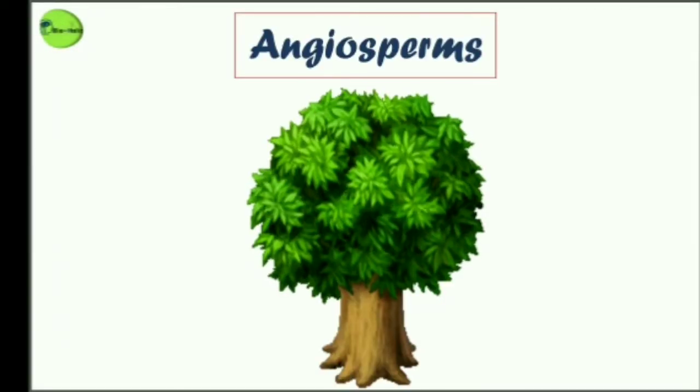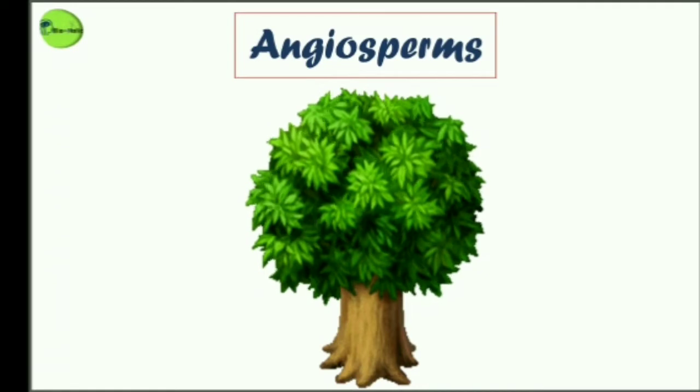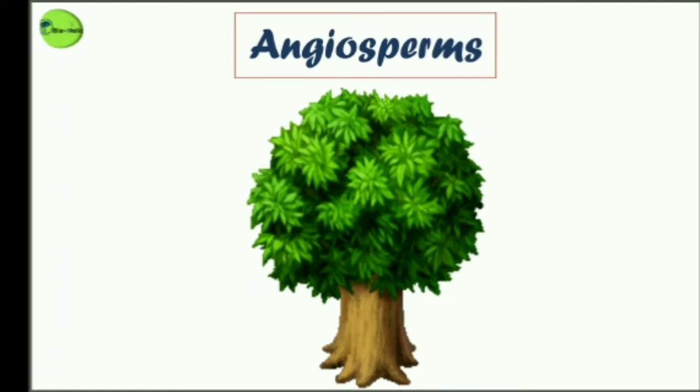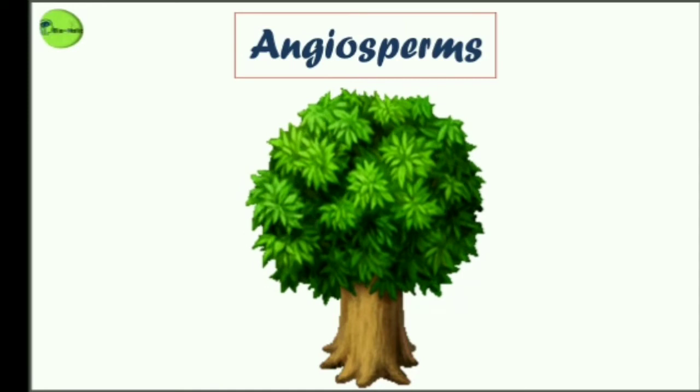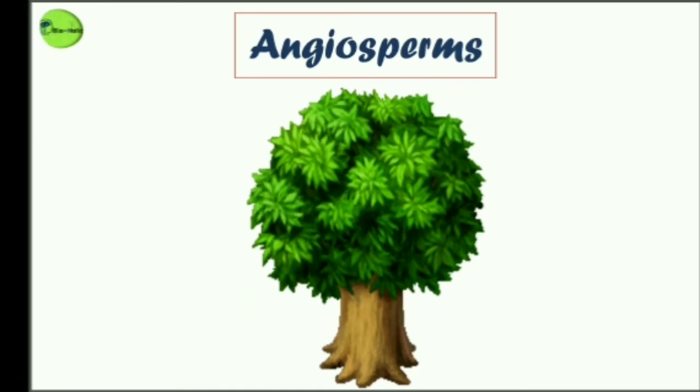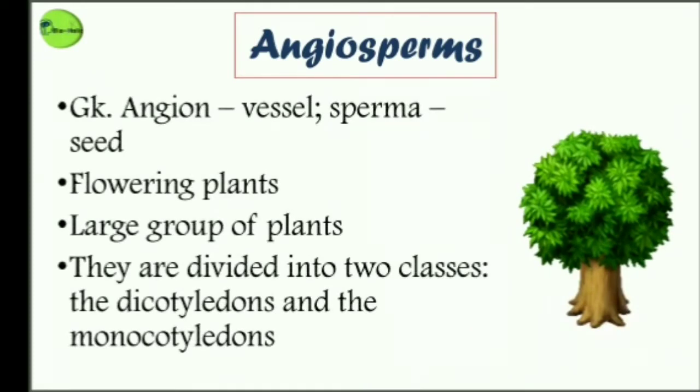So angiosperms are the flowering plants where ovules are enclosed in their ovary and hence the seeds are enclosed in their fruit. Now let's have a look into its meaning. The Greek word angion means vessels and sperma means seed. So these are the plants in which seeds are formed inside their fruit and the sporophylls are organized into flowers. This is the largest group of plants, occurring in a wide range of habitats, and they range in size from tiny, almost microscopic, to tall trees.